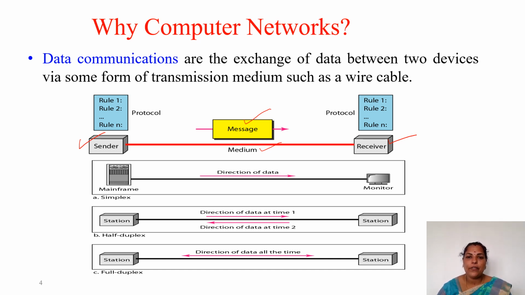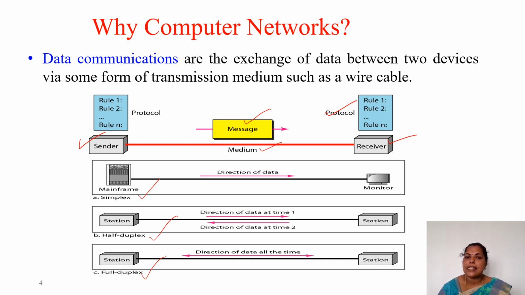That is the fifth component. So five important components are available in data communication: the sender, the receiver, the message, the protocol, and the medium. Then the communication can be of different types: simplex communication, half duplex communication and full duplex communication.